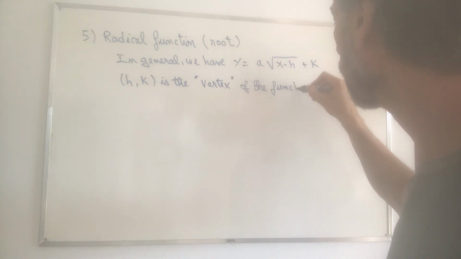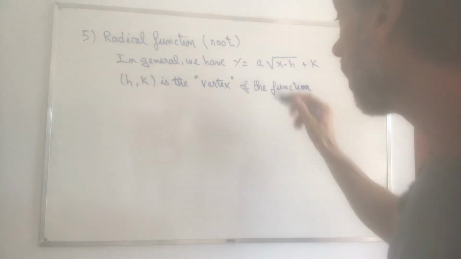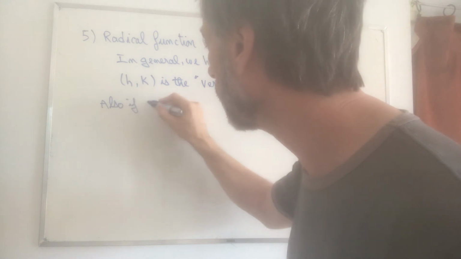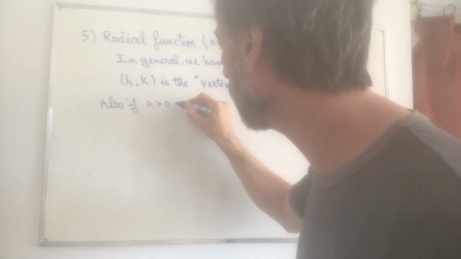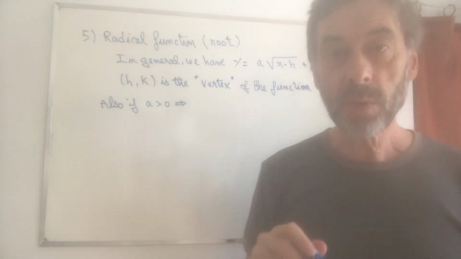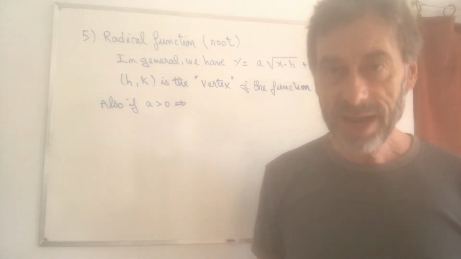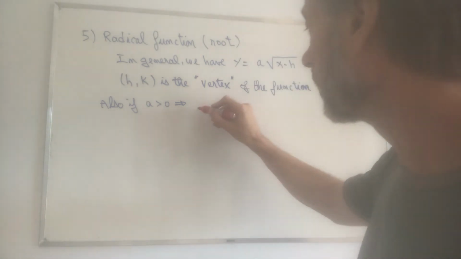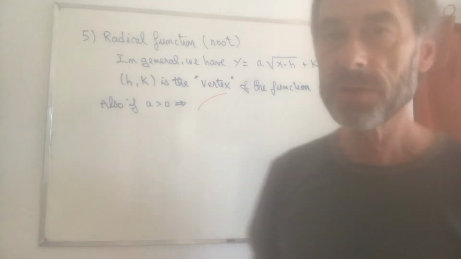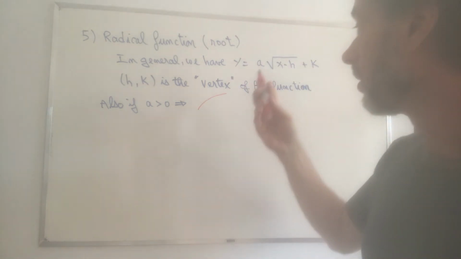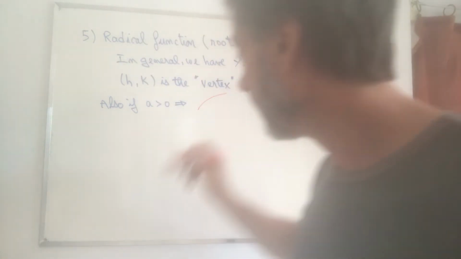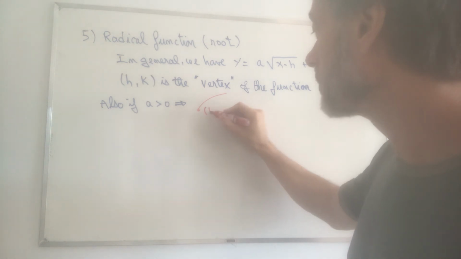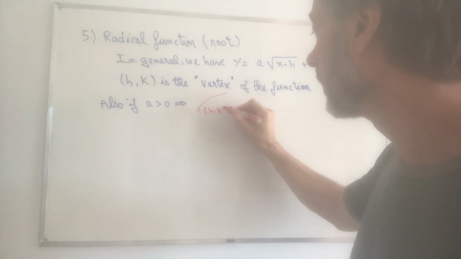Also, if a is positive, if a is greater than 0, then we expect the type of shape that we know square roots to have. The shape is going to look like this. This is the typical shape of a square root where a is positive. And here's your (h, k).